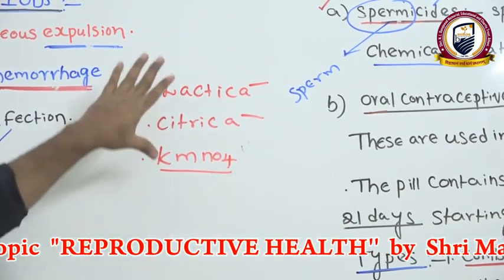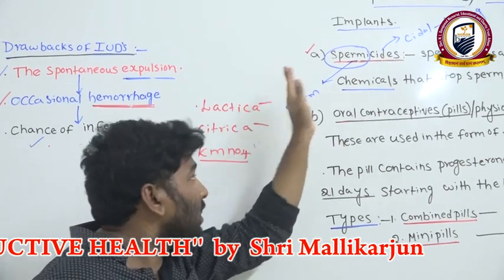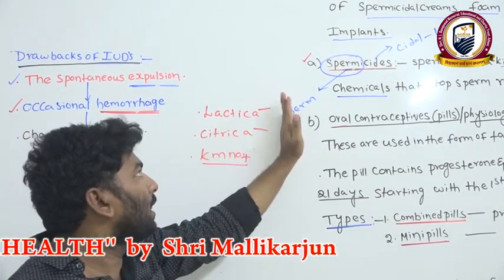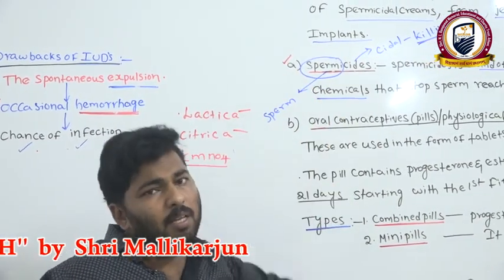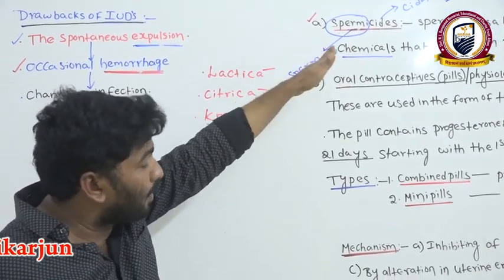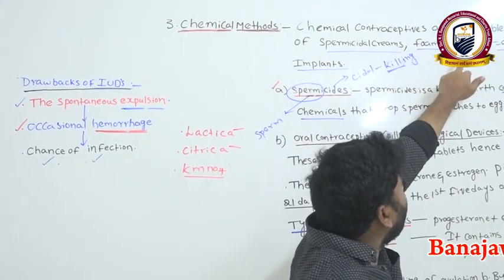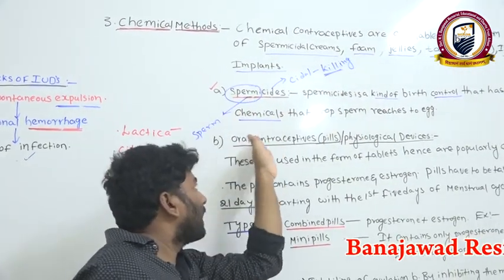Potassium permanganate. These three chemicals are mainly present in the spermicides, which have the ability to kill the sperms released by the males. Are you getting a clear idea about these sperms? Under the spermicides, we only discussed the creams, foams and gels. All are coming under this category only.